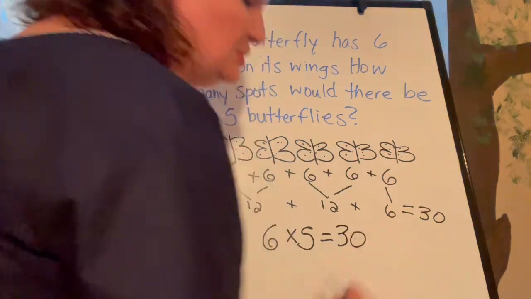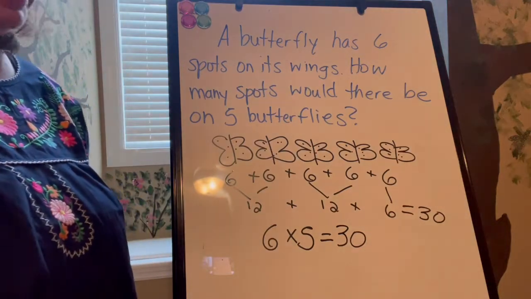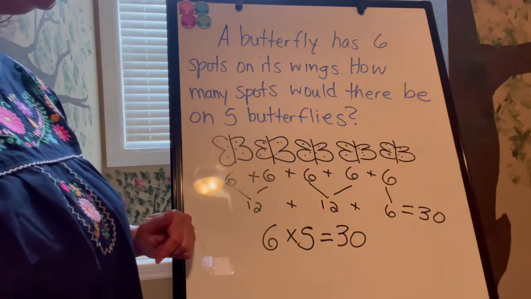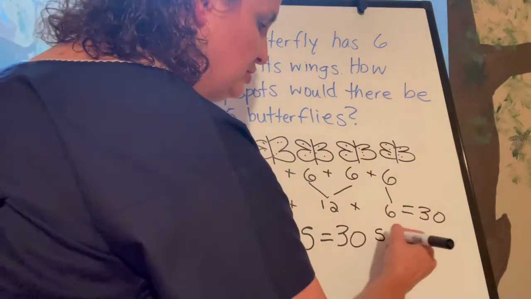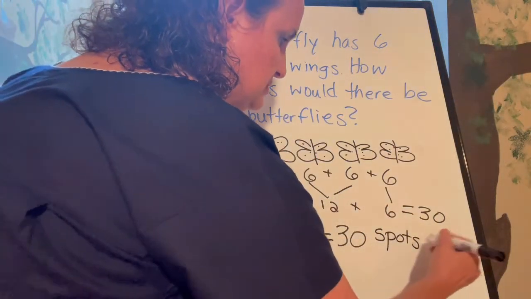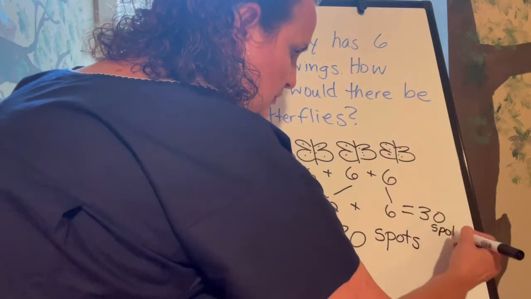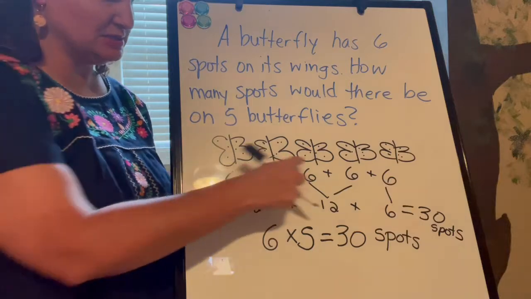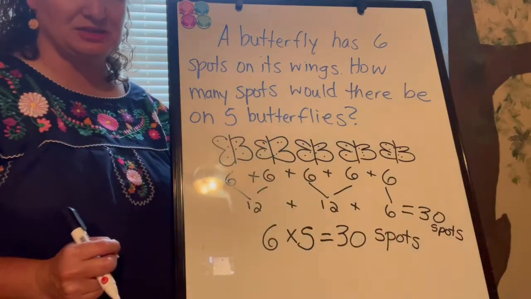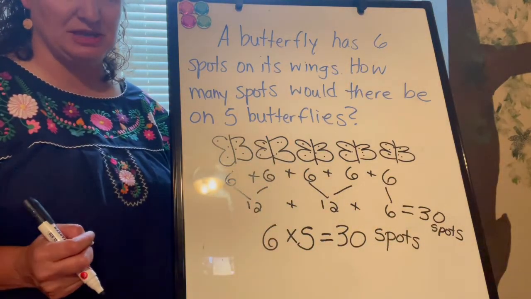No matter how you do it, you're still going to get the same answer. So how many spots would the butterflies have? Remember, we're going to have no naked numbers. So it would be 30 spots. So you could solve this problem either by repeated addition or by multiplication. Either way, you're still going to get the same answer.